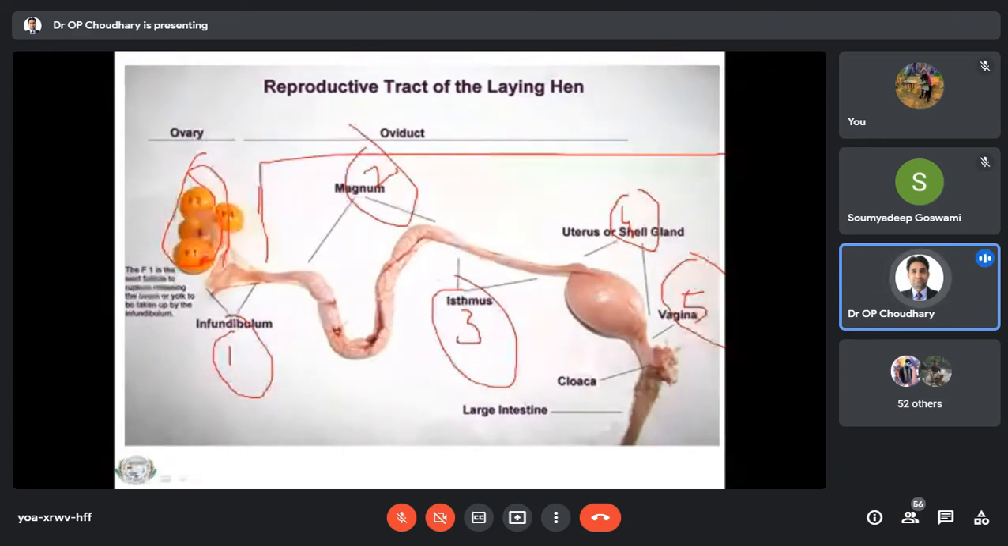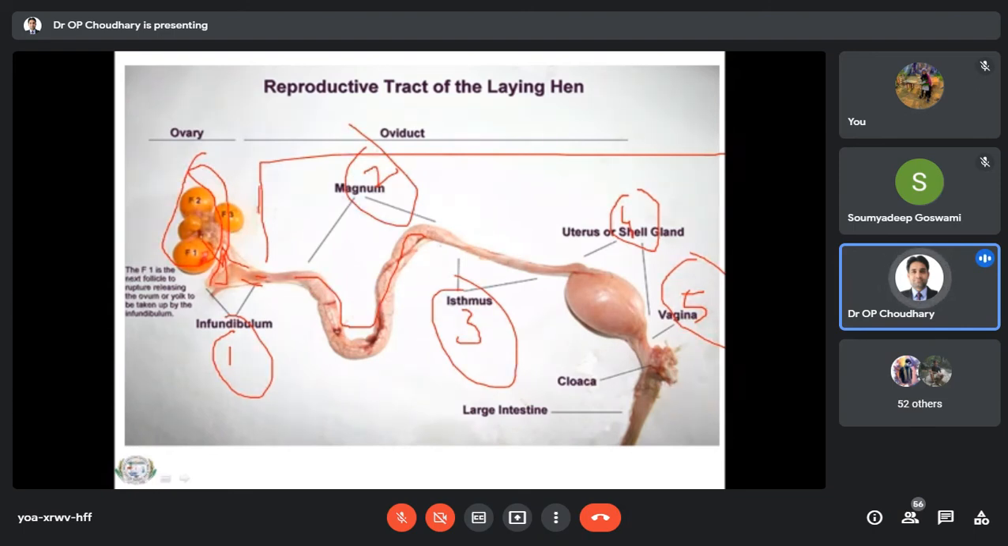This infundibulum is a funnel shaped structure with delicate walls, and the neck is narrow, around 2 to 3 centimeter long. The function of the infundibulum is to collect the ovum as it is released from the ovary. Then the magnum. This part is the magnum, and it secretes the albumin.